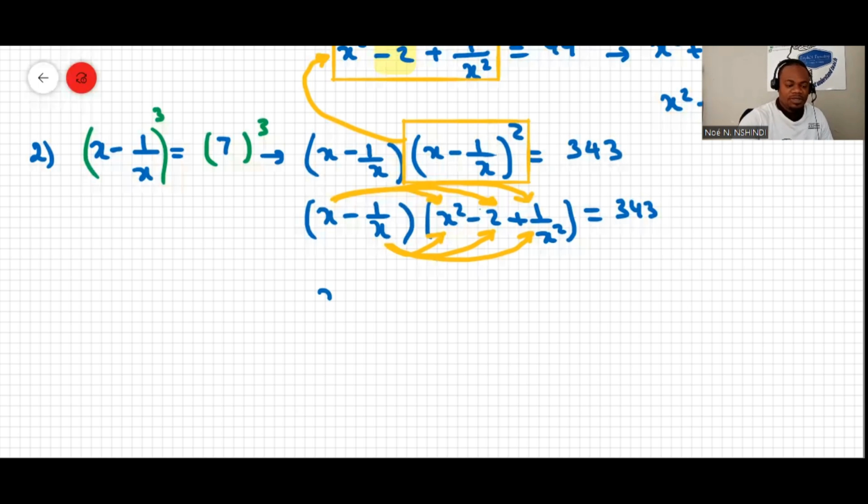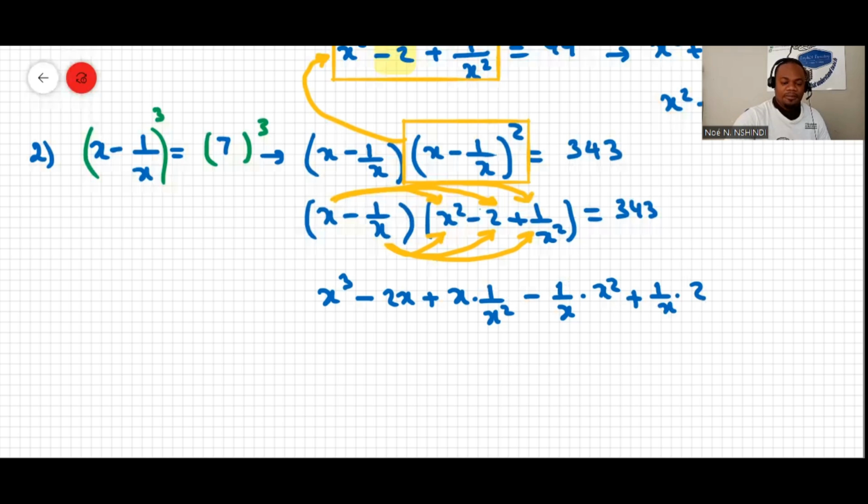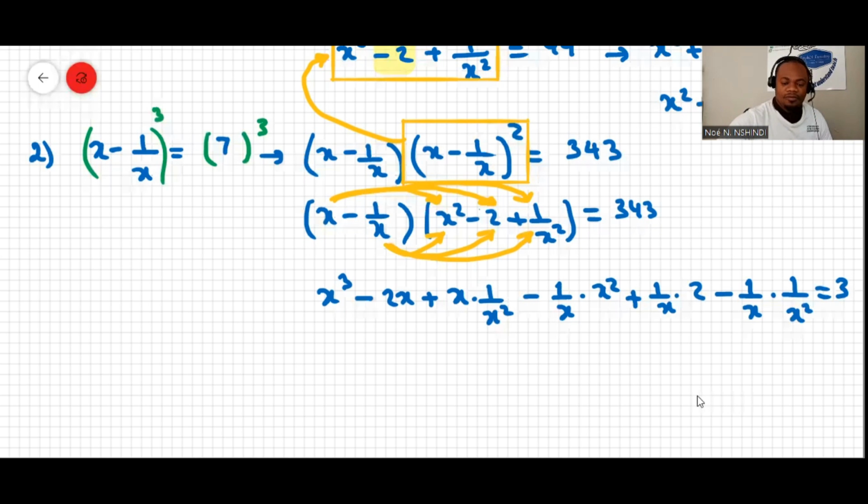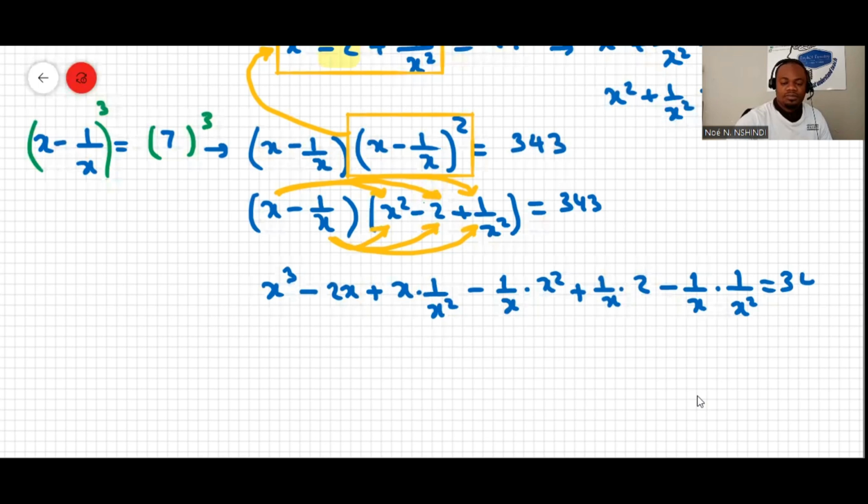Now this will be equal to x times x squared makes x to the power 3, minus 2x, plus x times 1 over x squared, and then negative 1 over x. So we have negative 1 over x times x squared, and then negative 1 over x times negative 2 makes positive, so positive 1 over x times 2, and then negative 1 over x times 1 over x squared, equal to 343. Okay.